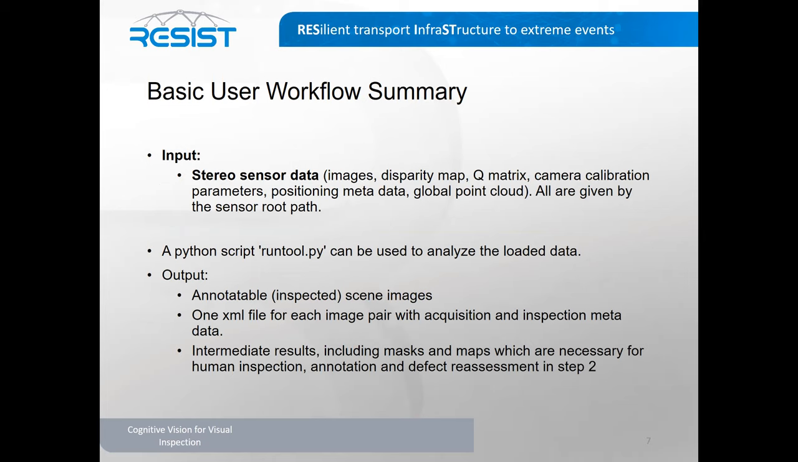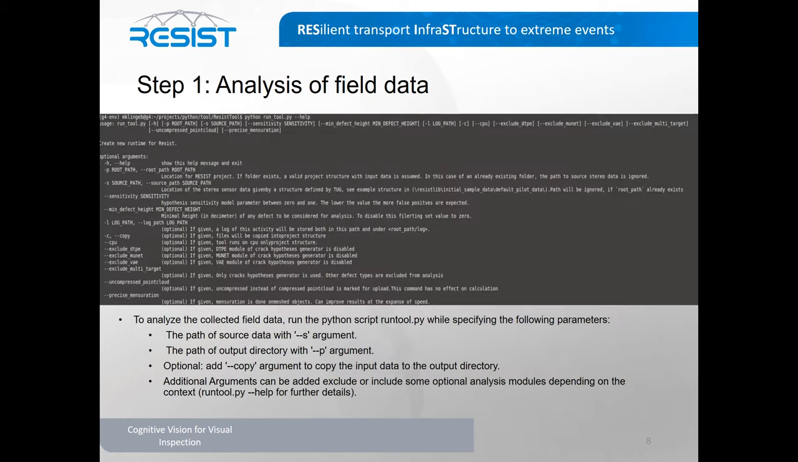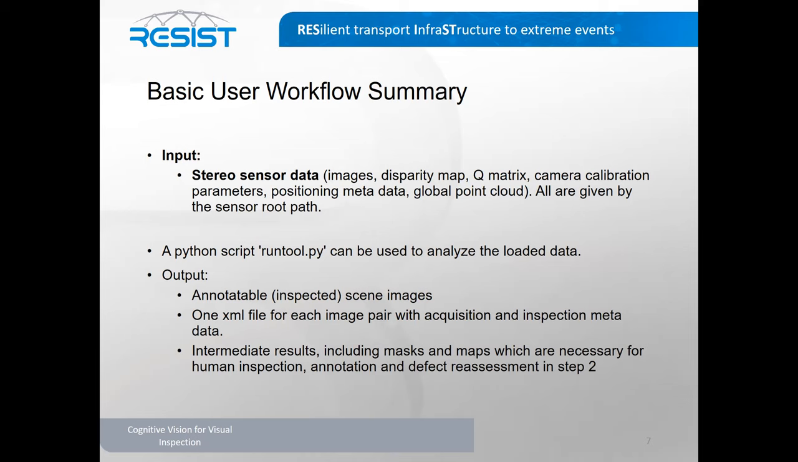Now, as I explained in the diagram, the basic user workflow starts from the CEO data, which includes images, disparity maps, and so on. And then there's a Python script that is run to get the annotated data. So essentially, it's just a plain tool that runs the input data through with the default parameters and gets the results. The output of this is an XML file that can be looked at.